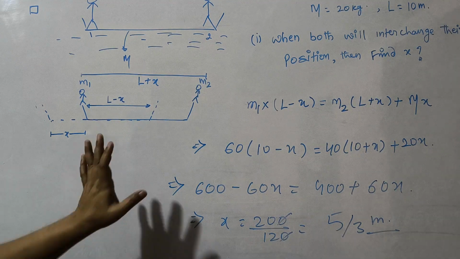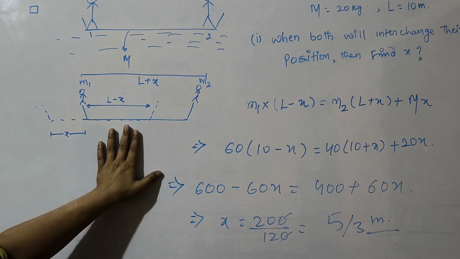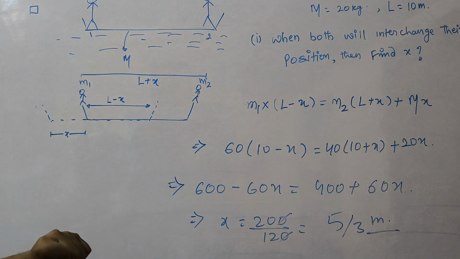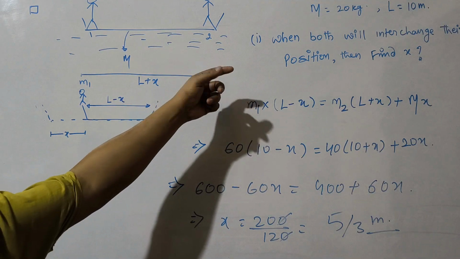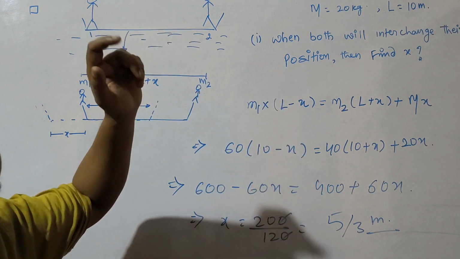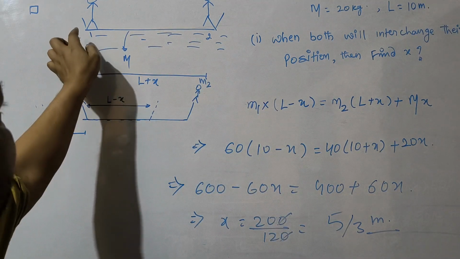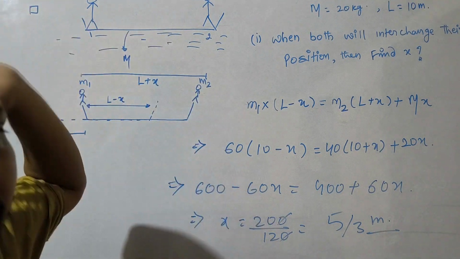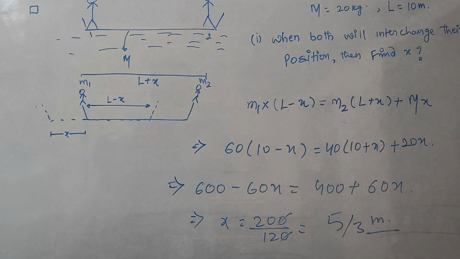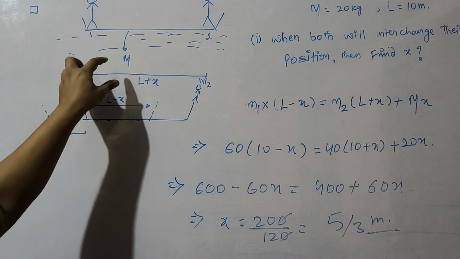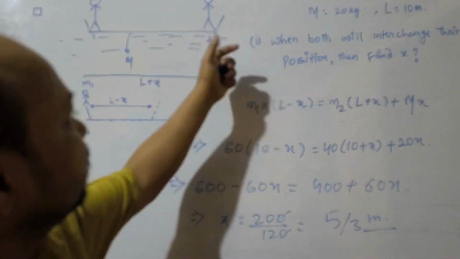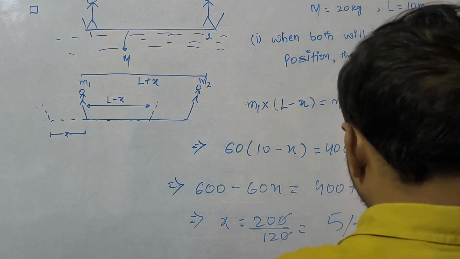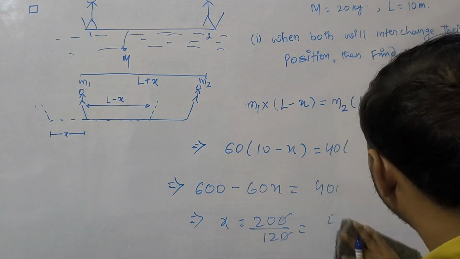So I think we have understood the concept behind this center of mass motion question. Now let's change this question a little. Let them not interchange their position, but meet at the center. So I am erasing this and let's frame a new question. I hope you have understood.